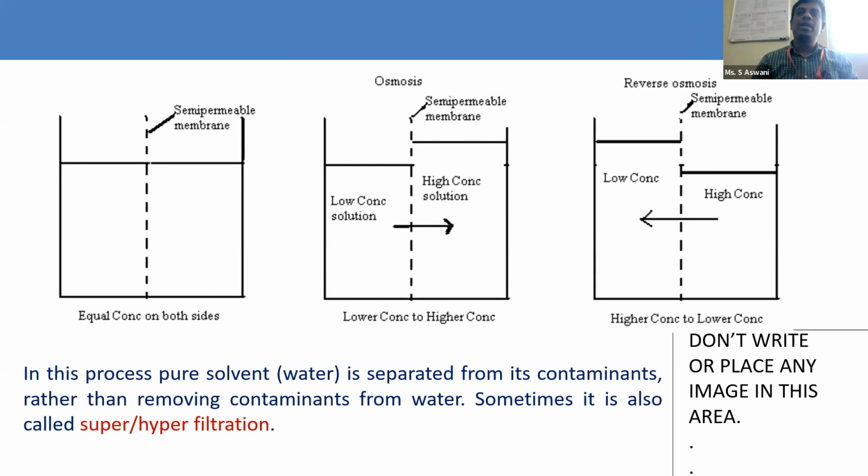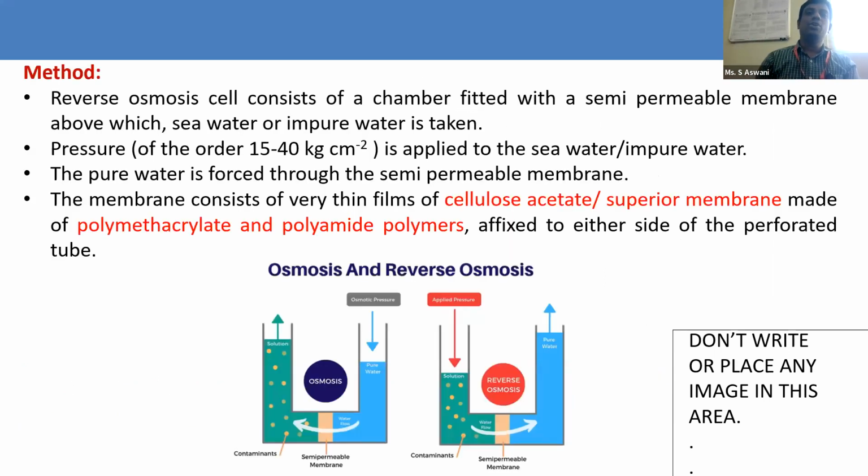In the reverse osmosis method, if you apply pressure on the higher concentration side, the higher concentration of ions moves to the lower concentration. This is what happens in reverse osmosis. Reverse osmosis is a wonderful technique to remove all types of ions and microorganisms, so it is a very popular method.